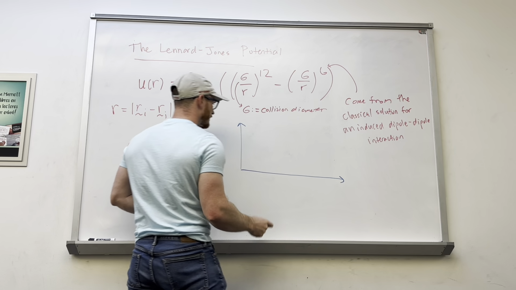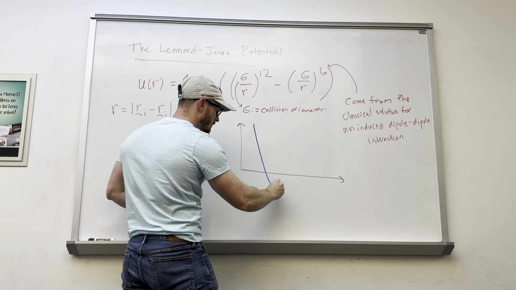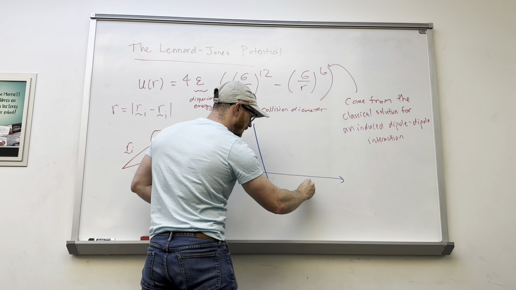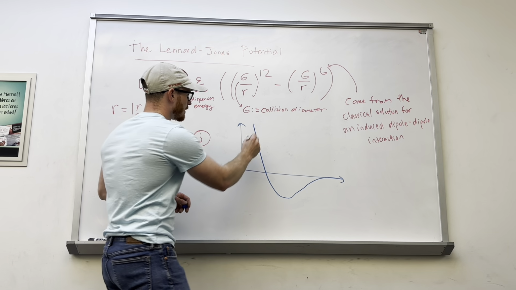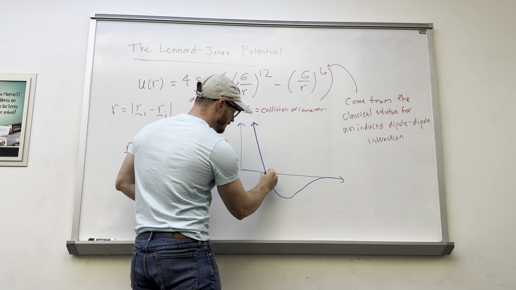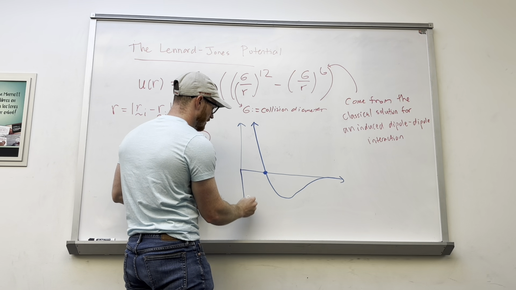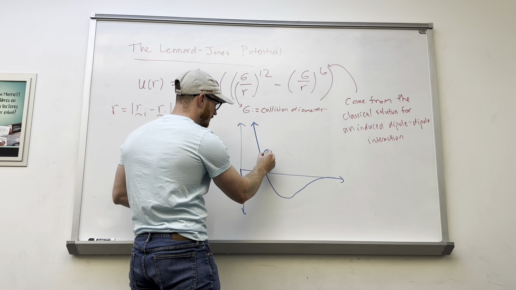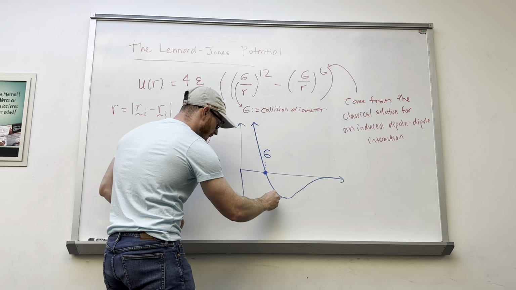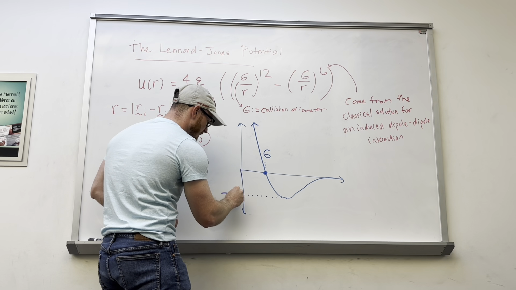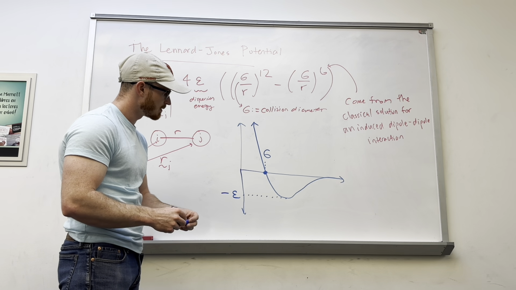The way this function looks is it has an extremely steep short range, a potential energy well, and then a tail that tails to 0 out here. Now your sigma parameter is actually going to describe where this potential crosses the x-axis. So this here is sigma. This well depth here is going to be equal to minus epsilon. This is the depth of your potential energy well.